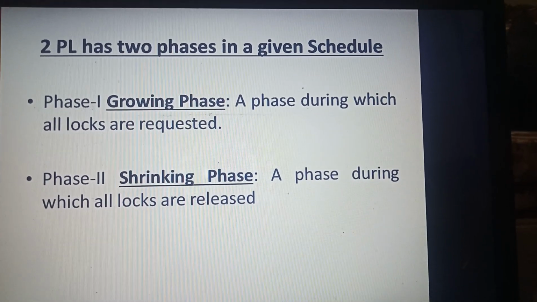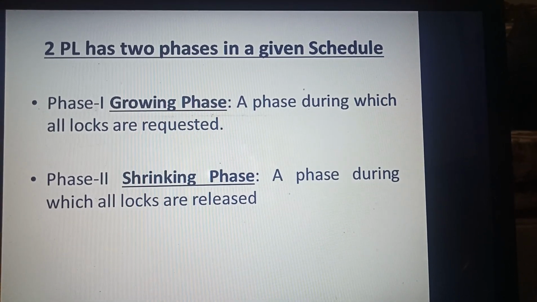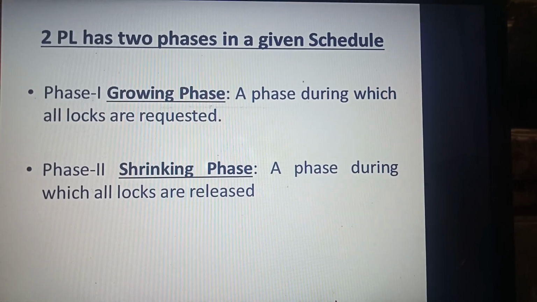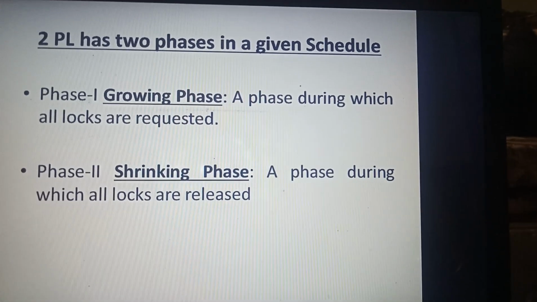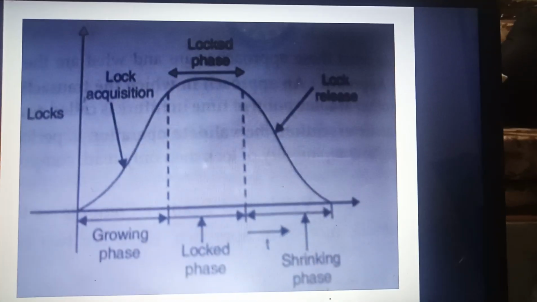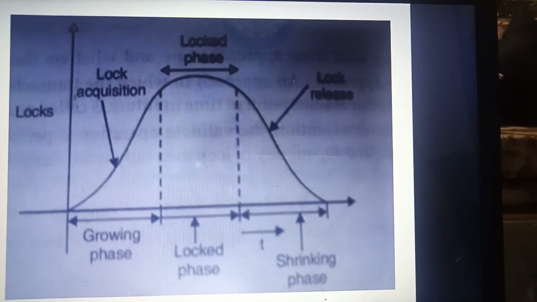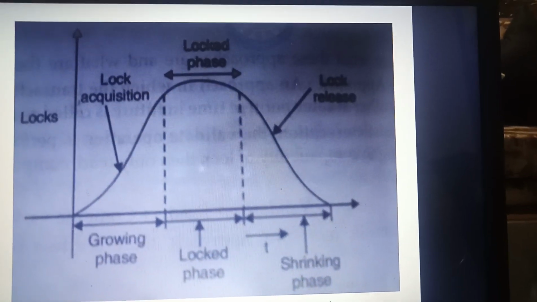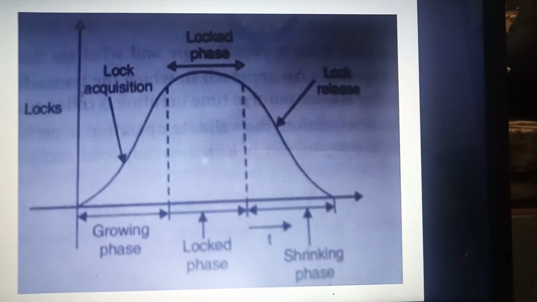Phase 1 is known as growing phase, a phase during which all locks are requested, and phase 2, which is known as shrinking phase, a phase during which all locks are released. So as you can see in this diagram, in growing phase all locks are acquired, lock acquisition is done, and in shrinking phase locks are released. So this is the diagram for two-phase locking.